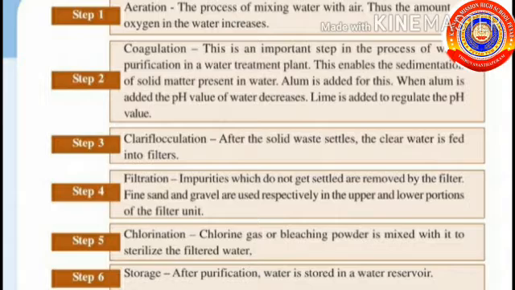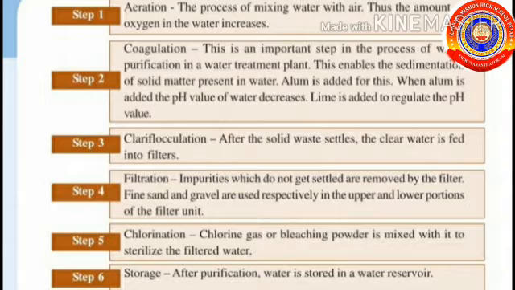Second step is the coagulation. This is an important step in the process of water purification in a water treatment plant. This enables the sedimentation of solid matter present in water. Alum is added for this step. When alum is added, the pH value of water decreases. So lime is added to regulate the pH value.